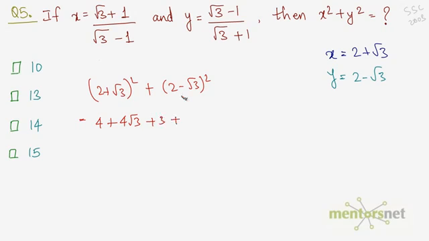Plus, now you have to simplify this term. So 2 square, which is 4, minus twice ab. So 2 times 2 is 4 times root 3. 4 root 3 plus b square, root 3 square, which is 3. So 4 root 3 and 4 root 3 gets cancelled out. What remains is 4 plus 3 plus 4 plus 3, which is 4 plus 4 is 8, plus 3 is 11, plus 3 is 14. So the answer is 14.